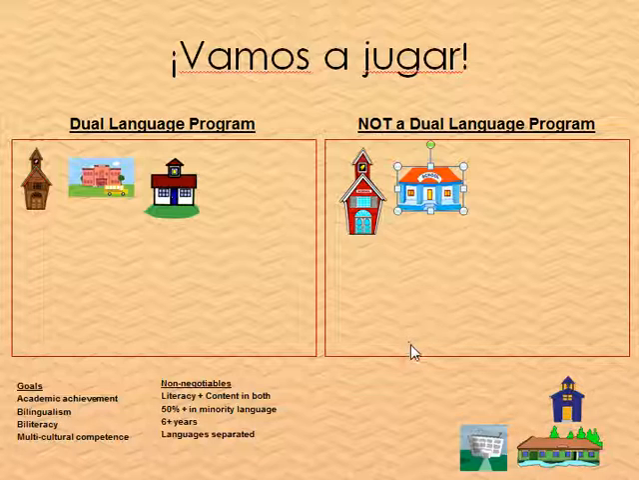Okay, next program, that's actually a transitional bilingual education program in the same district that houses the previous dual language education program that we looked at.